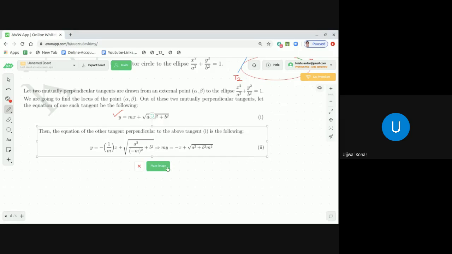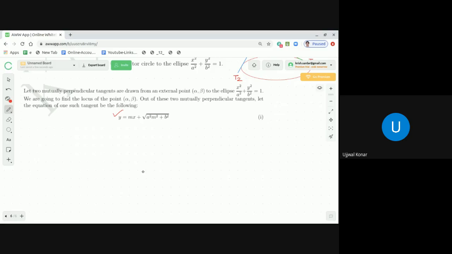And then what will be the generic equation? The general equation of a tangent to an ellipse having slope minus 1 by m should be something like this: y equal to minus 1 by m into x plus square root of a squared times minus 1 by m whole squared plus b squared. How do we obtain it?